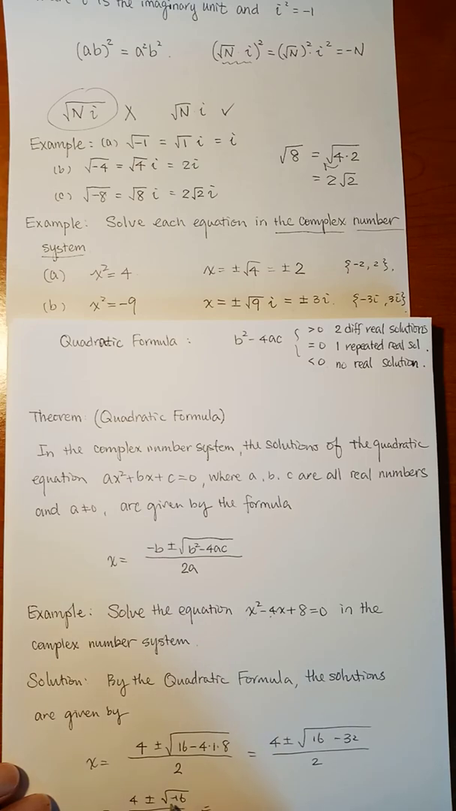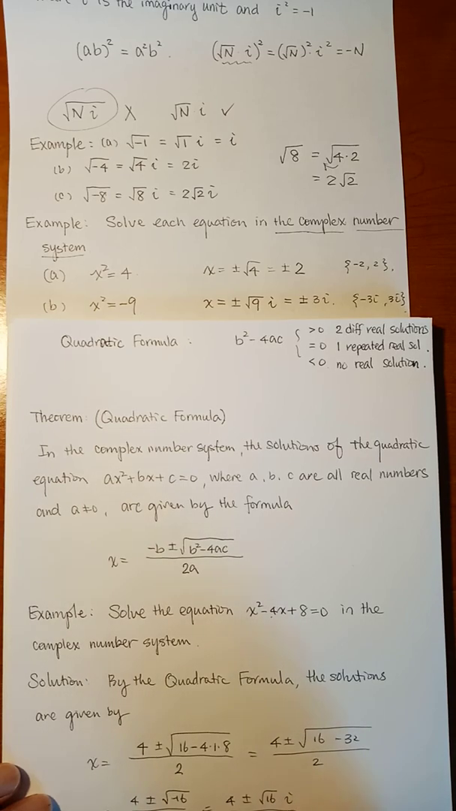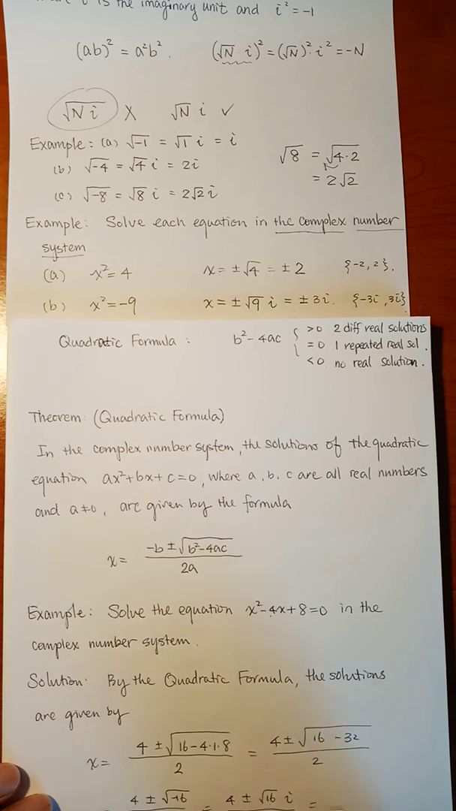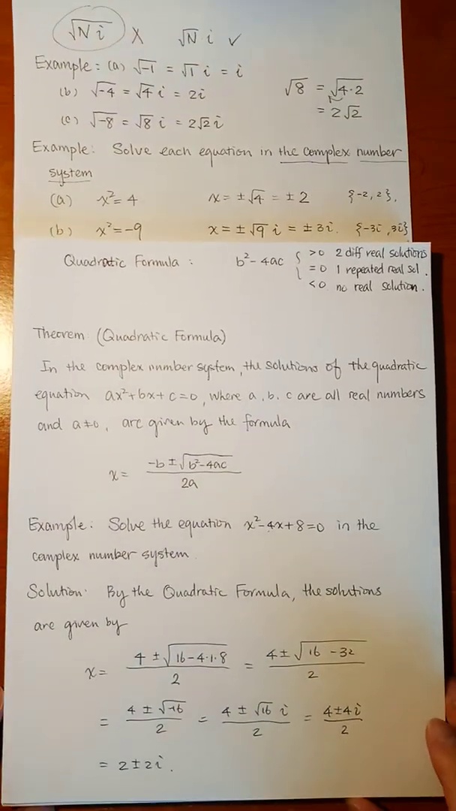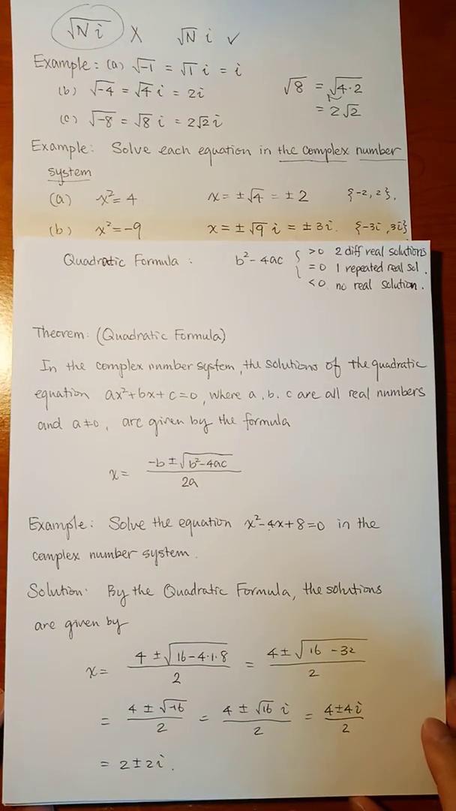And then we understand the square root of negative 16 is plus or minus the square root of 16 times i, over 2. Well, the square root of 16 is 4, so it's 4 plus or minus 4i over 2, and then you do the division. 4 over 2 is 2, 4 over 2 is 2. Okay, so it's 2 plus or minus 2i.